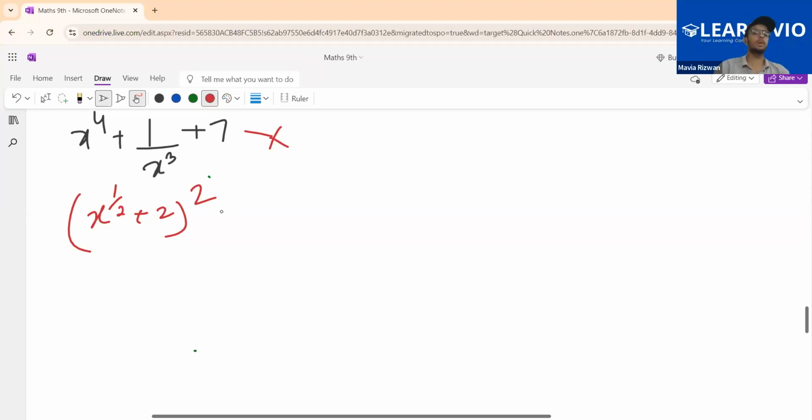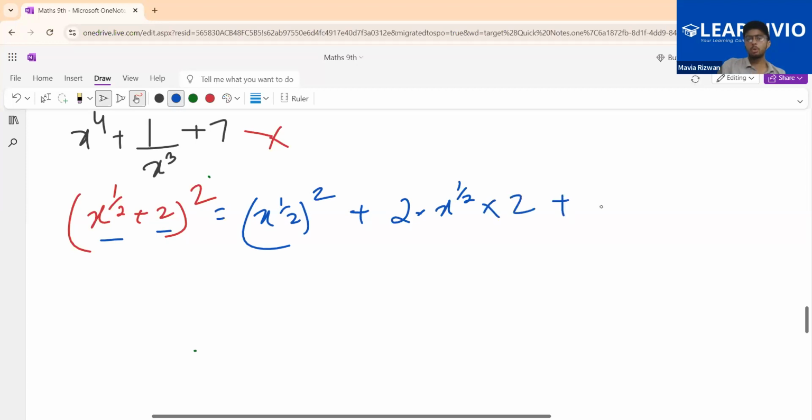Do you know how to open the square, Safia? What formula do we apply here? A plus b the whole square. Yes, so that is a square plus 2ab plus b square, right? Okay, so now if I open this, it will be x^(1/2) square, right? Plus 2ab. So 2 into x^(1/2) into 2 plus 2 square.